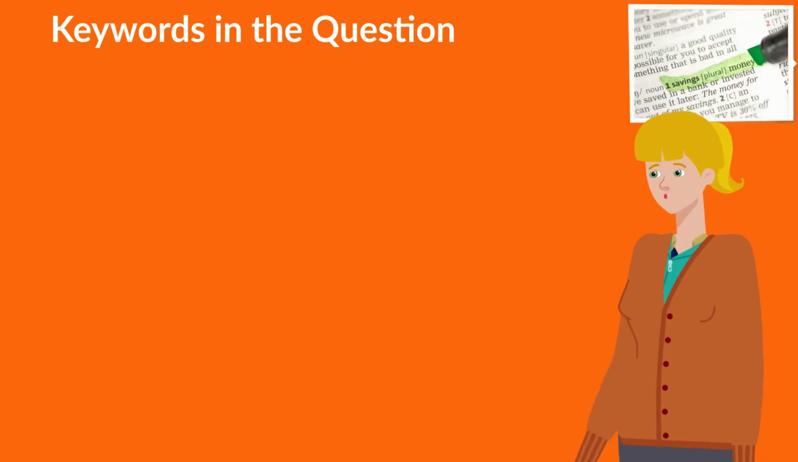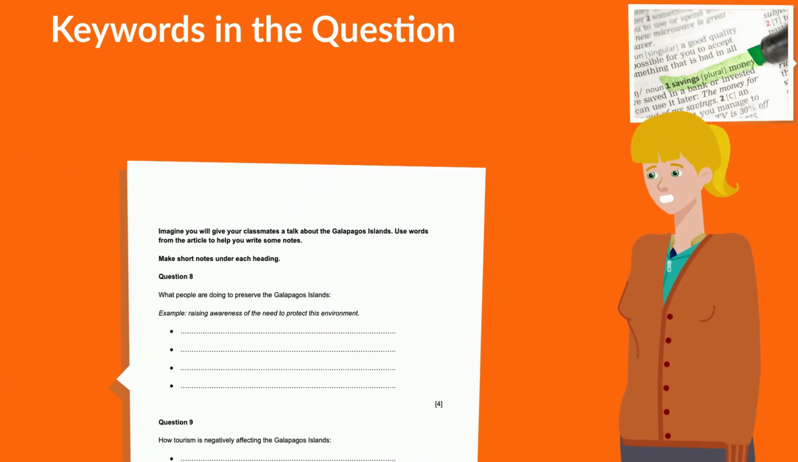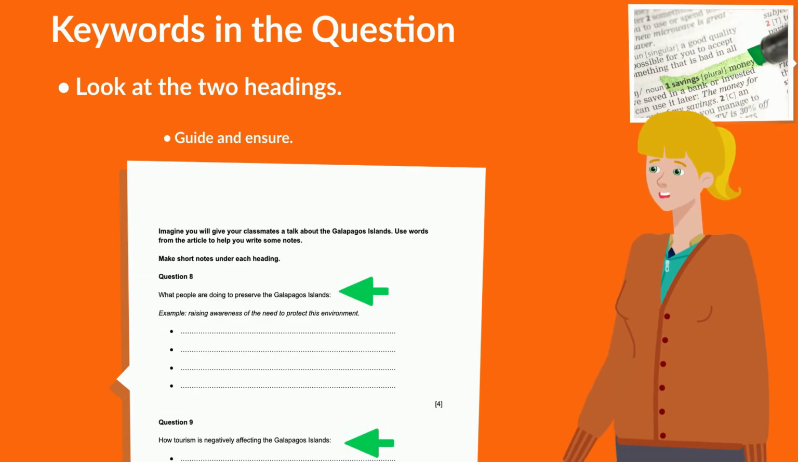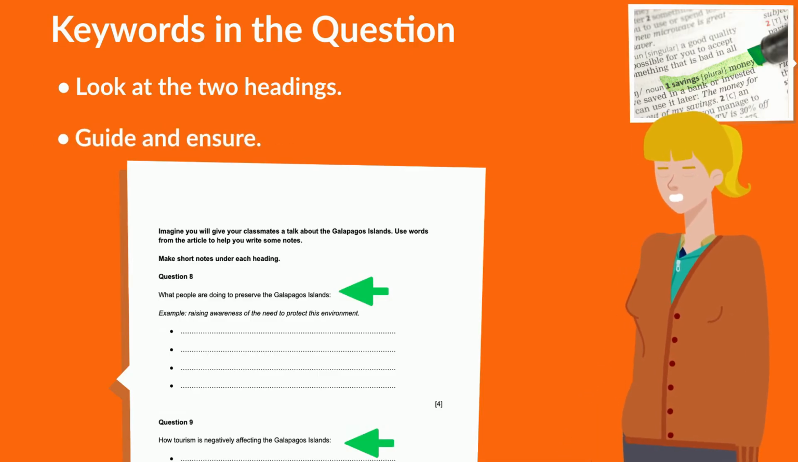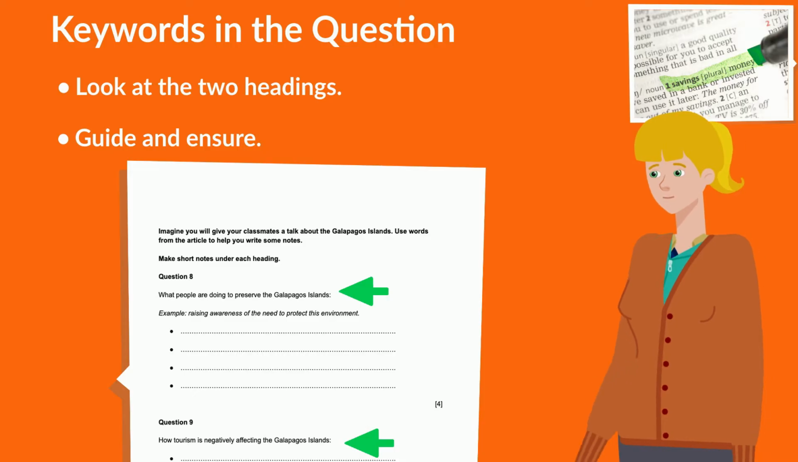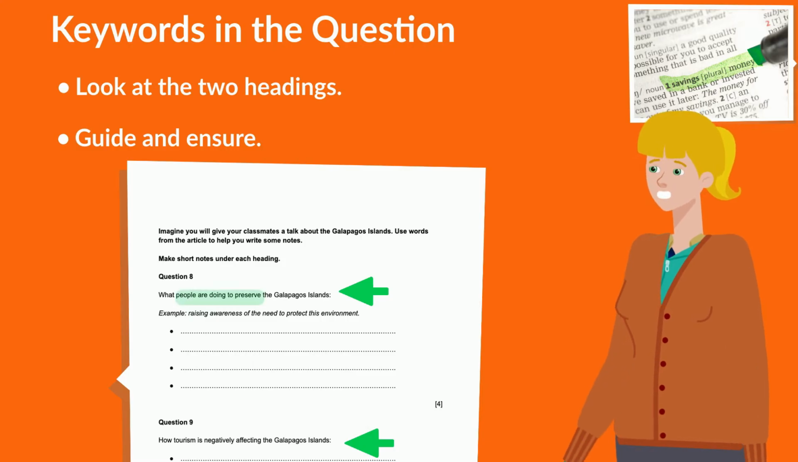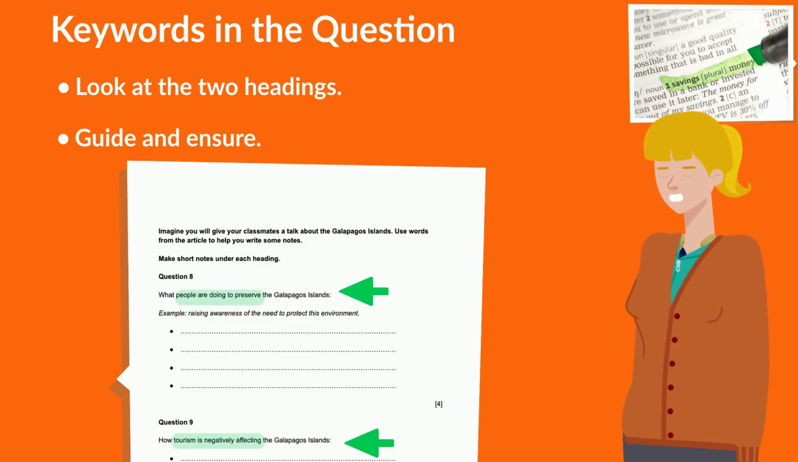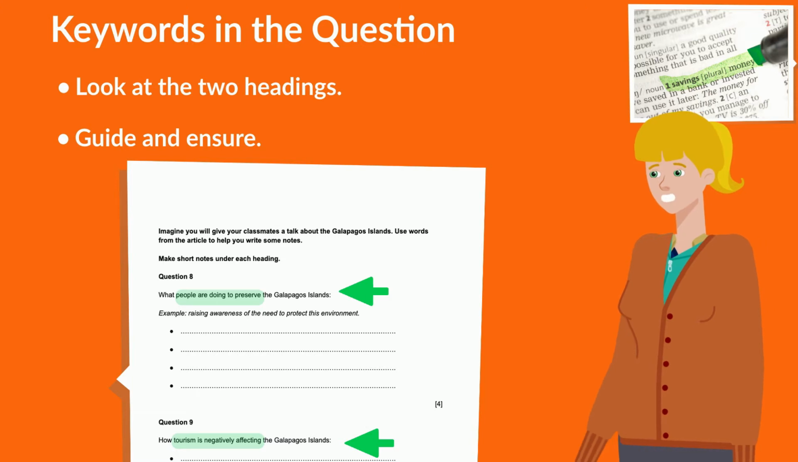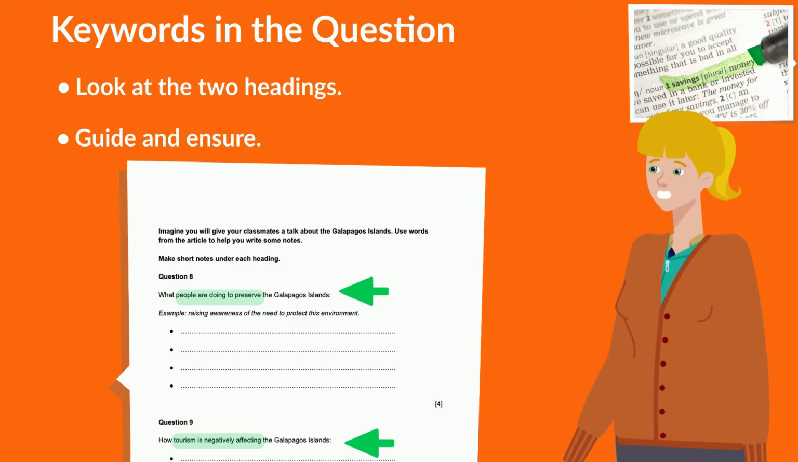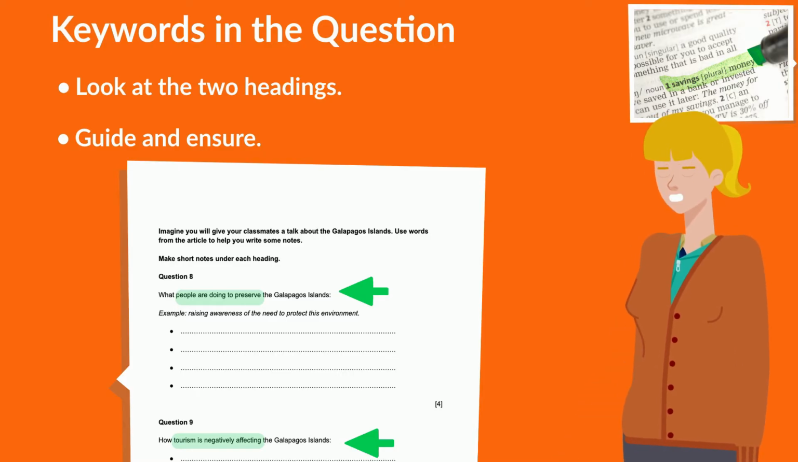Next, we look for the keywords in the question. For exercise 3, we look at the 2 headings in the question. These guide us and ensure that we understand clearly what we're looking for in the text. If we look at the 2 headings, the keywords are what people are doing to preserve these islands in the first heading, and how tourism is negatively affecting these islands in the second heading. We return to the text once we clearly know what information we are looking for in the text.